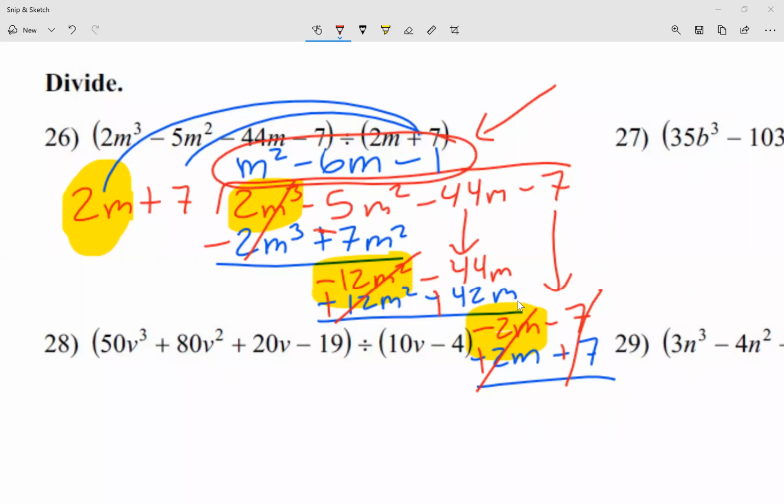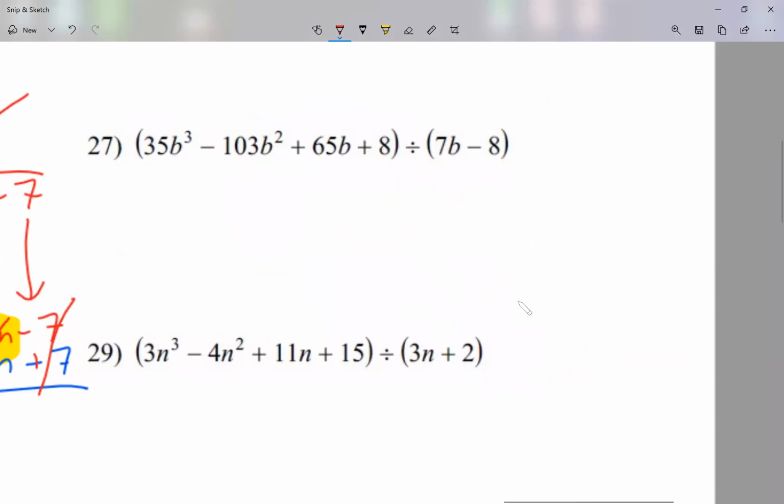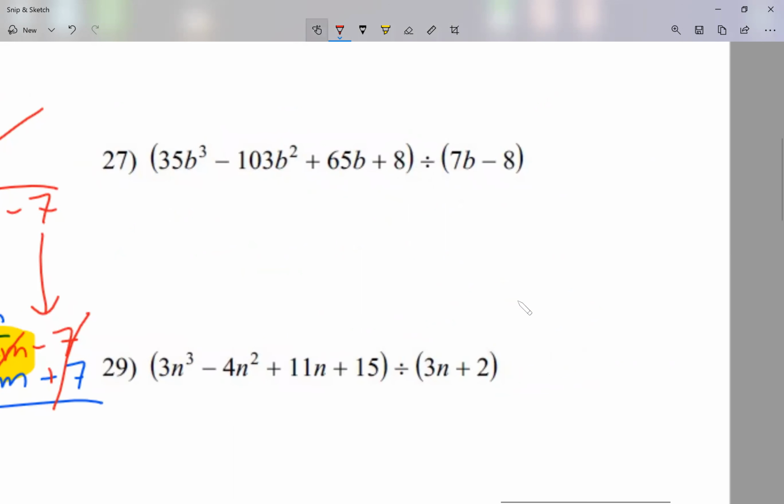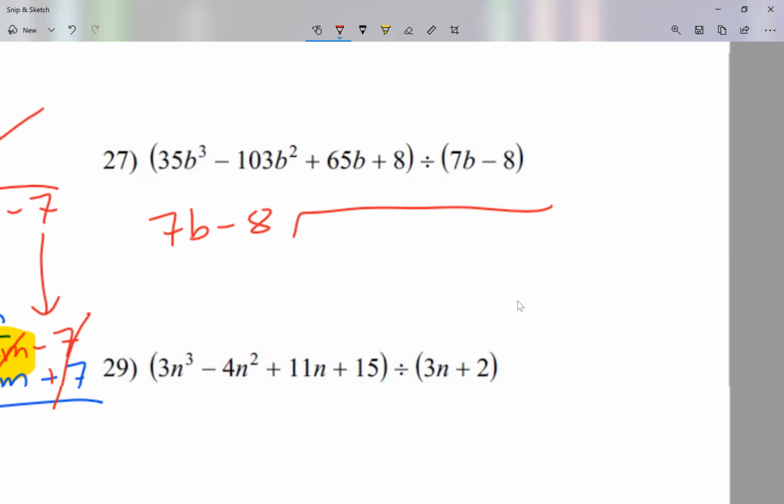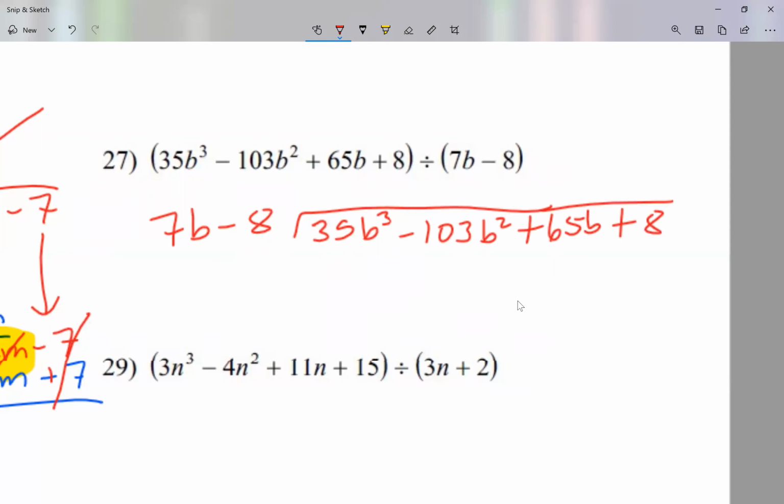Okay, so I said the first two questions don't have a remainder, so I expect number 27 to not have a remainder. Let's take a look. The way I'm going to write this will be 7b minus 8, gonna divide into 35b to the third minus 103b to the second plus 65b plus 8. Again, make sure you're not skipping any exponents, okay? We're not skipping any, so we're good to go.